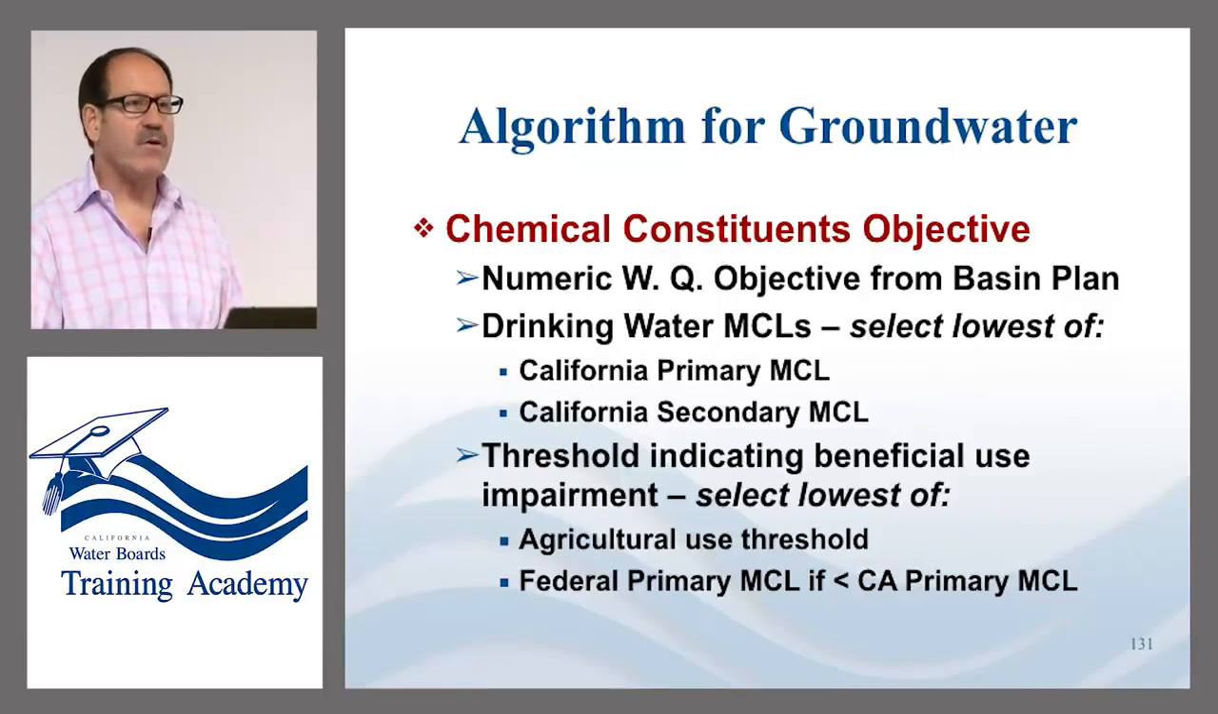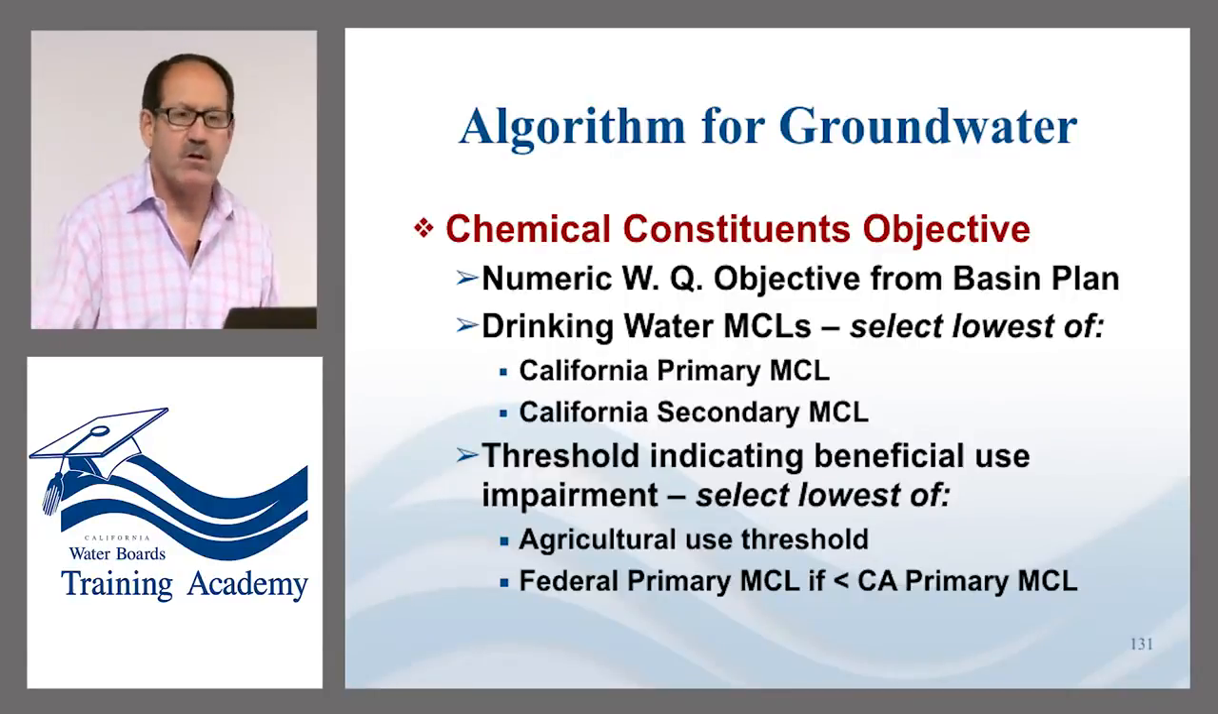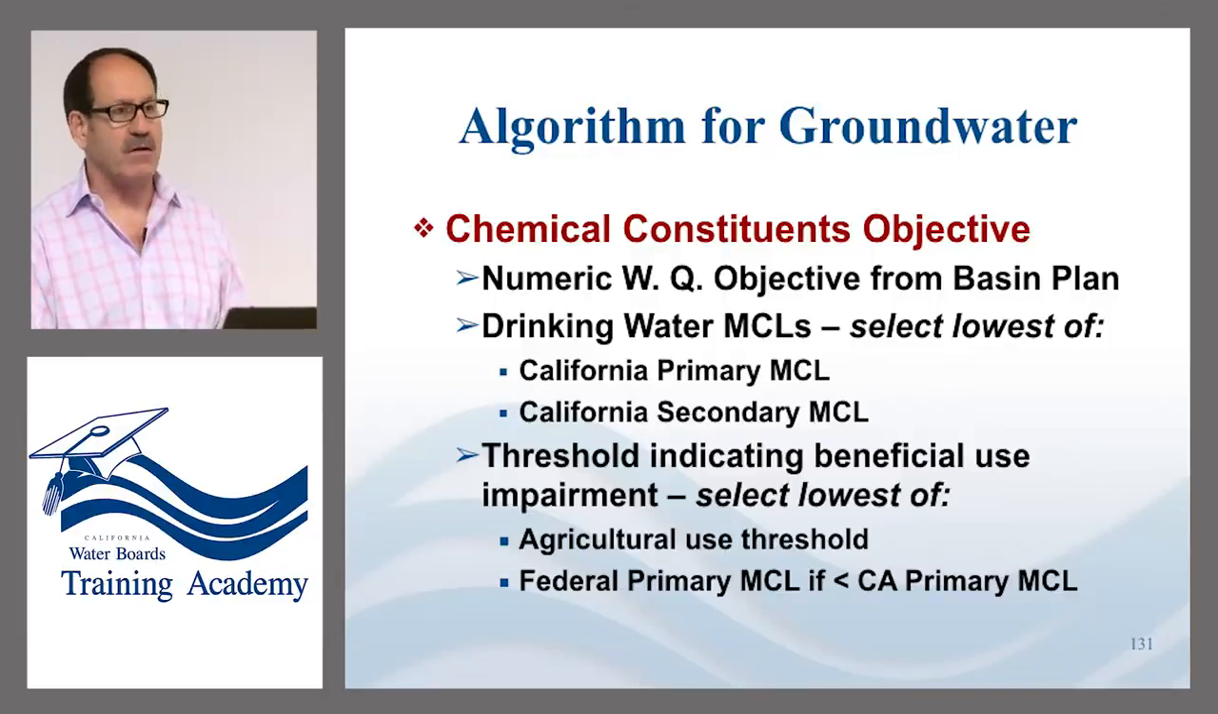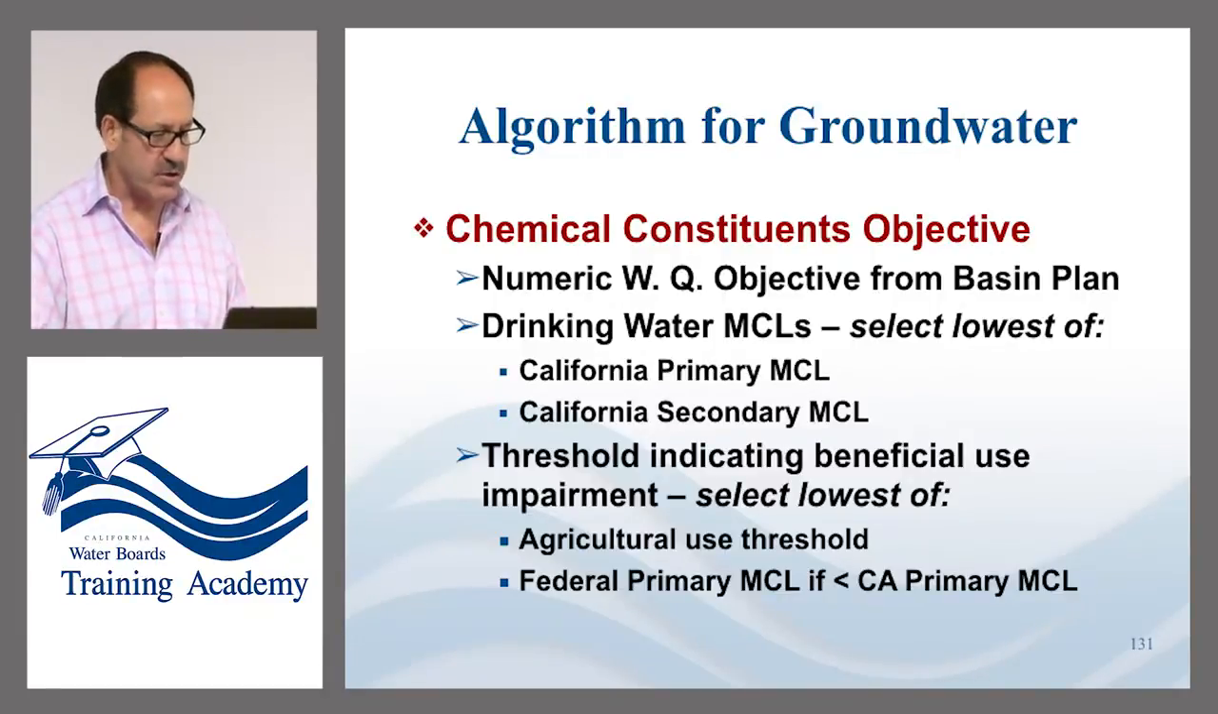If you have other indications of beneficial use impairment, such as agricultural thresholds, or a federal MCL that's more stringent than a California primary MCL, don't have to worry about that one right now, but it might appear in the future. You'd take the lowest of those two and you'd write that one down as well.